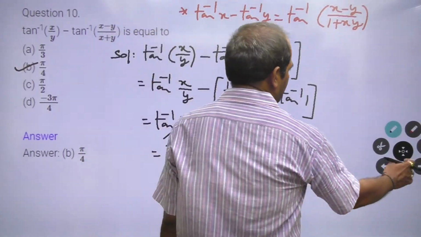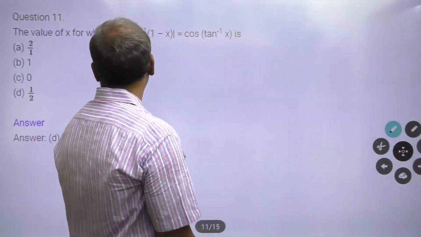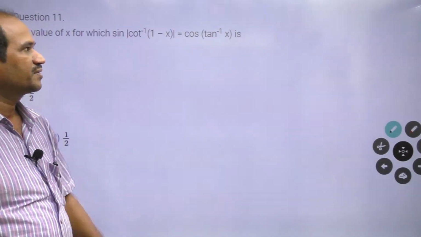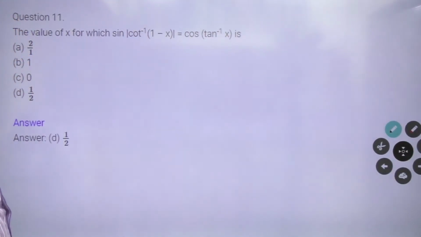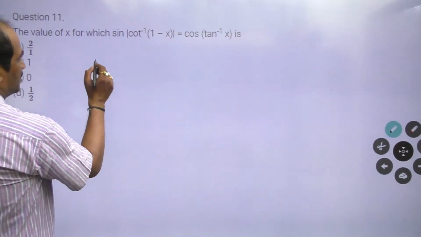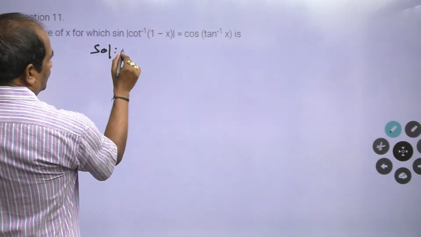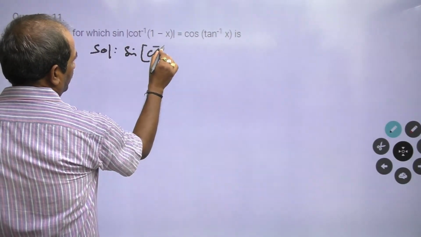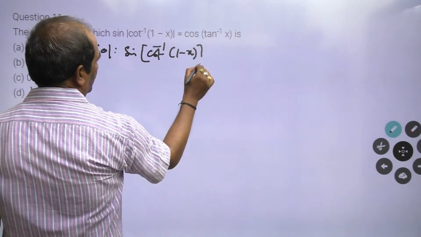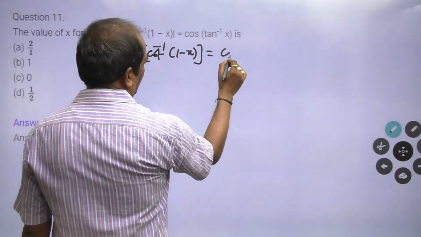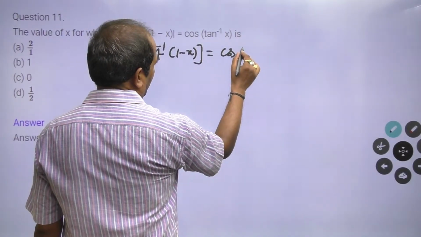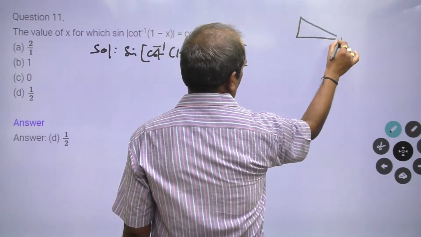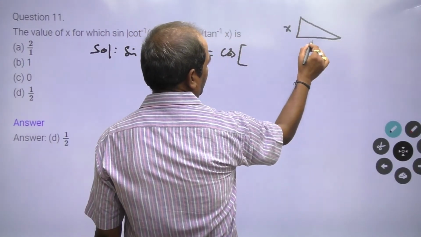Next problem. Find the value of x for which sine of cot inverse of 1 minus x is equal to cos of tan inverse x. In the solution, sine of cot inverse of 1 minus x is equal to cos of tan inverse x. Take a triangle: tan inverse x means opposite side by adjacent side.